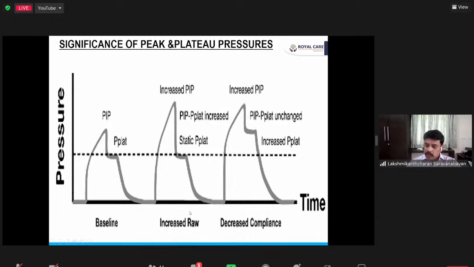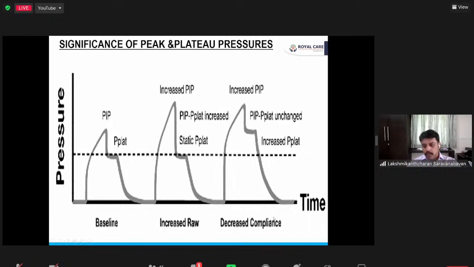Whenever there is a problem with your resistance, as in a patient with bronchial asthma or other resistive lung disease, the peak pressure goes high, but your plateau pressure remains the same. There is no issue with your plateau pressure, only your peak pressure goes high. You give nebulizers or other treatments for the bronchoconstriction, and the peak pressure comes down. It is not an emergency. It is not a very severe condition.